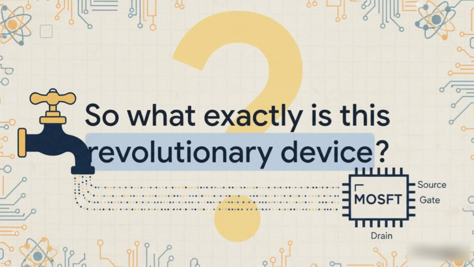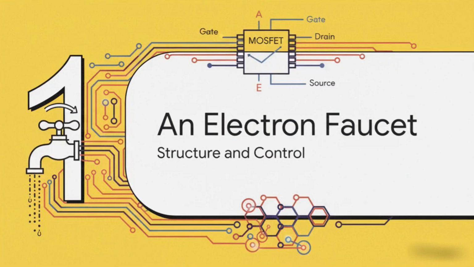Okay, so how on earth can one little thing do so much? Well, to really get a gut feeling for it, we need a simple but really powerful analogy, one we're going to keep coming back to. I want you to think of a MOSFET as a faucet, but instead of controlling the flow of water, it controls the flow of electrons. All right, so if we're calling it an electron faucet, let's pop the hood and see how it's built. To understand how it all works, we first need to figure out how we actually turn the handle.